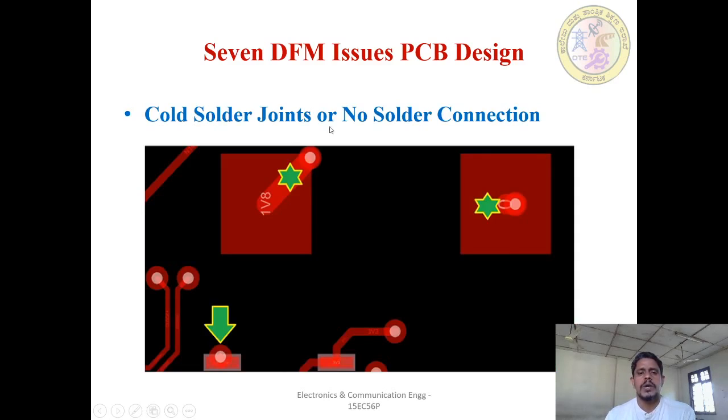Cold solder joints or no solder joints. See here, there is no solder joint. A dummy track is falling here. This is not allowed. This is also not allowed. See, this pad is there, assembly pad is there, and a via is present here. This is also not allowed.